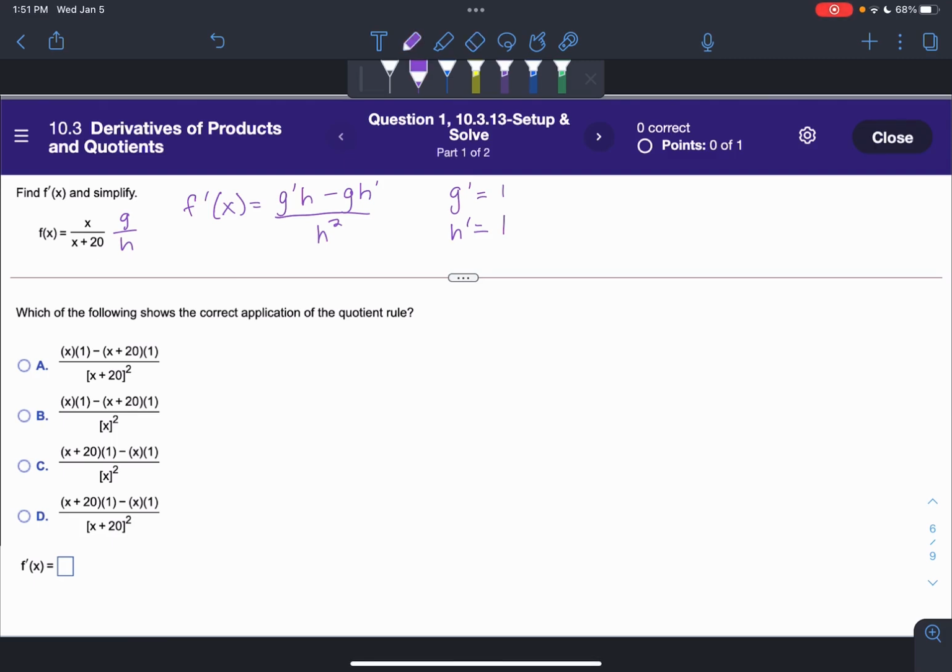So now we can go ahead and use our formula, f prime of x. I want g prime, which is 1, times my h, which I defined as the bottom function, minus g, which is x, times h prime, which is 1, all over h squared, which is this x plus 20 squared. So let's look on the left-hand side for which one of these options looks like this.